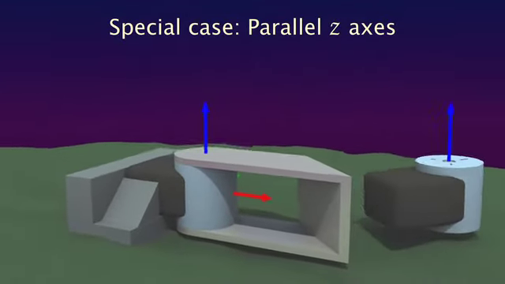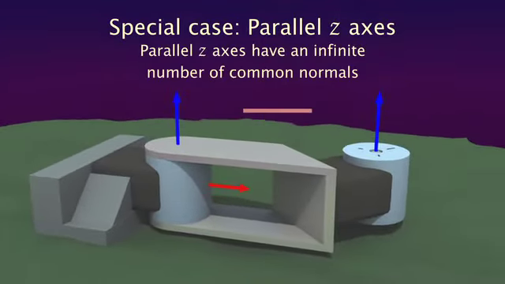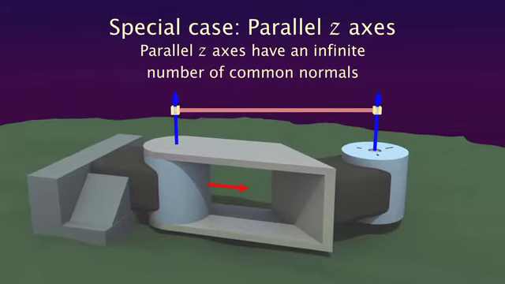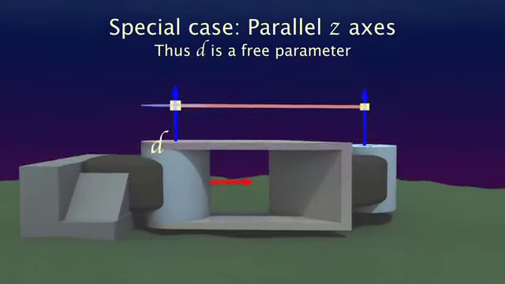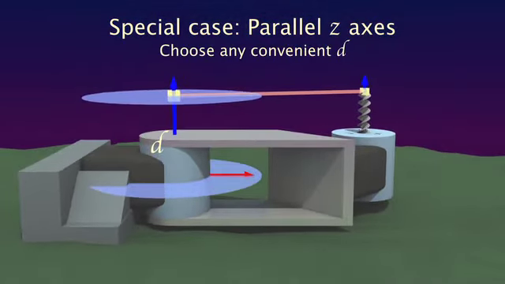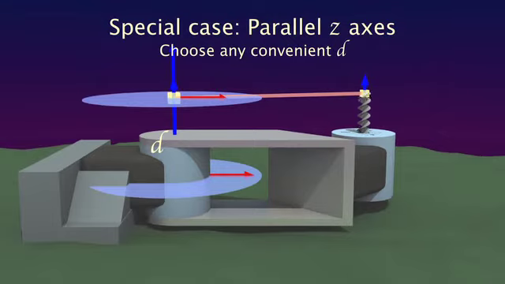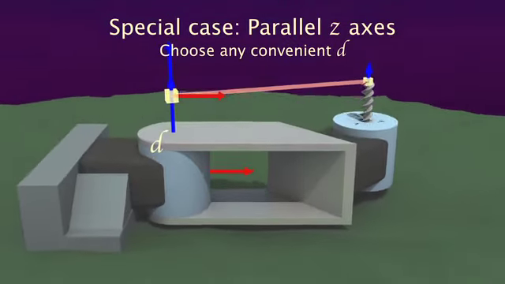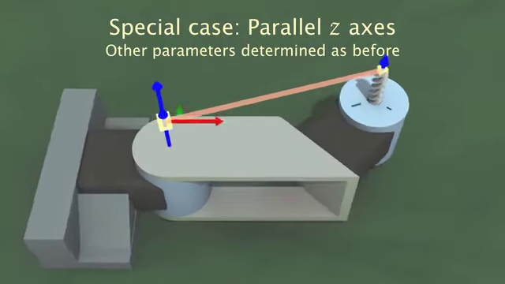Now there's one special case, when the z-axes are parallel. Because parallel lines have an infinite number of common normals, you can choose any d value you like in order to place the new origin at a convenient location, such as the center of a link or the tip of an end effector. The other parameters are the same as before.